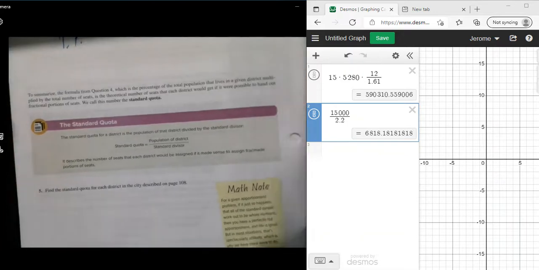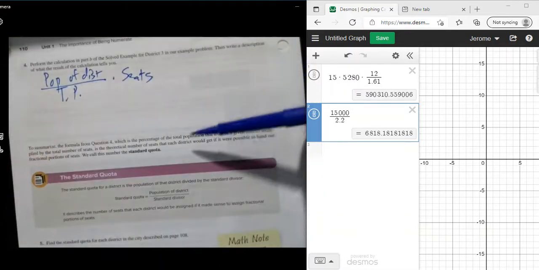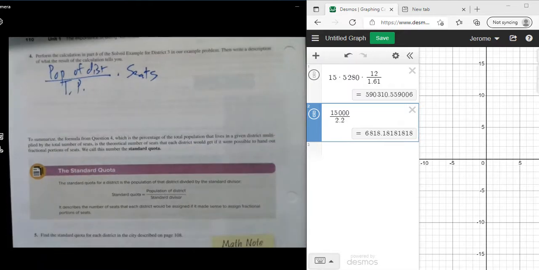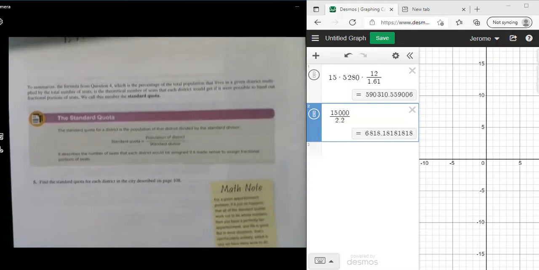Okay, we call this number the standard quota. So basically this formula is showing you how we will go about getting the standard quota as far as the percentage with the seats. So it says here for number 5, find the standard quota for each district in the city described on page 108.